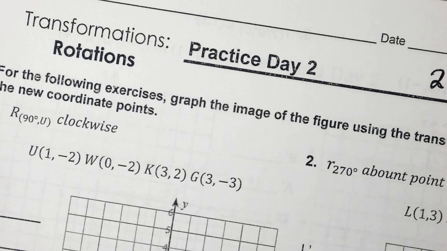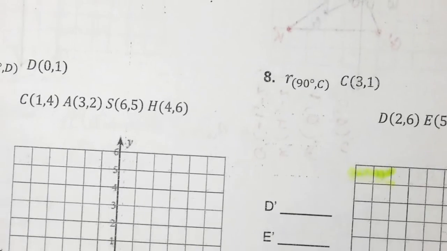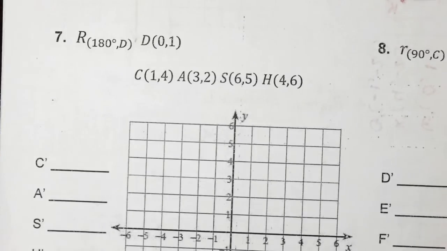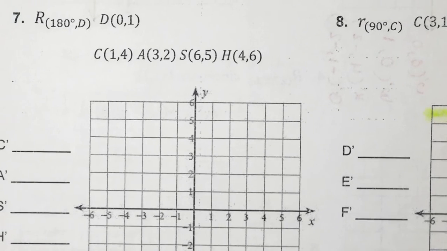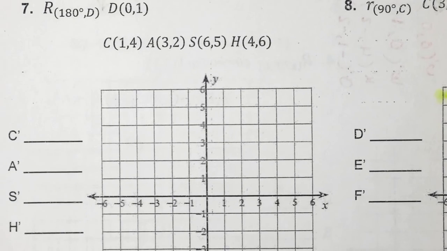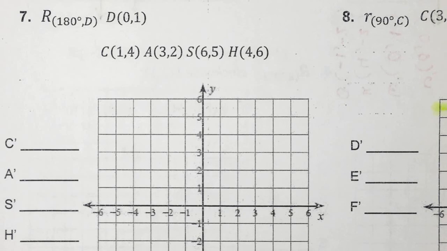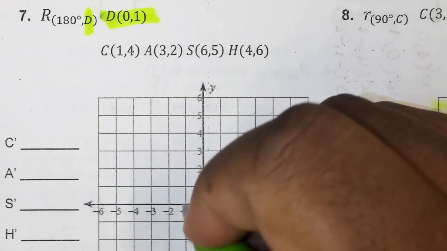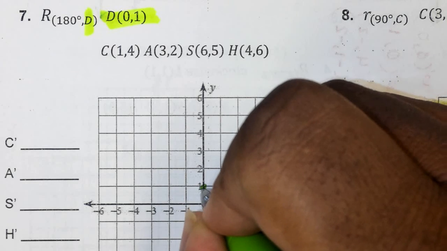The last one I'm going to do with you, number 7 on the back. Seven. They want us to rotate this image around 180 degrees around point D. Point D is its own point. It's not a part of the image. Point D is at 0, 1. So I'm going to put that on my graph first. 0, 1 right here.